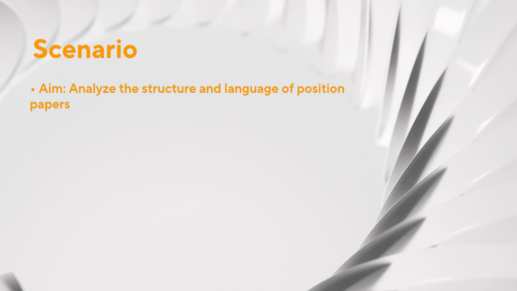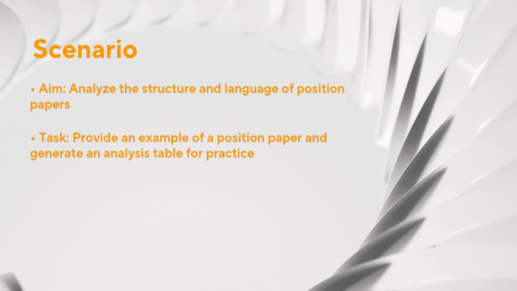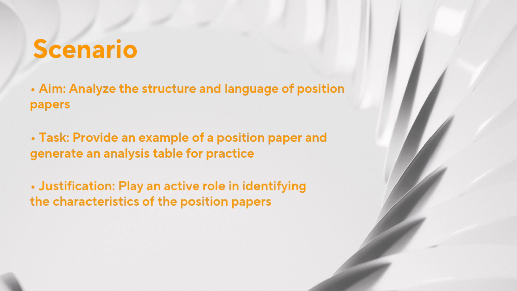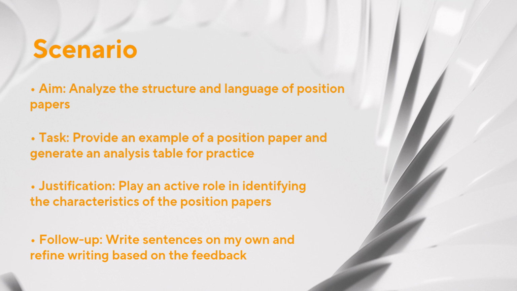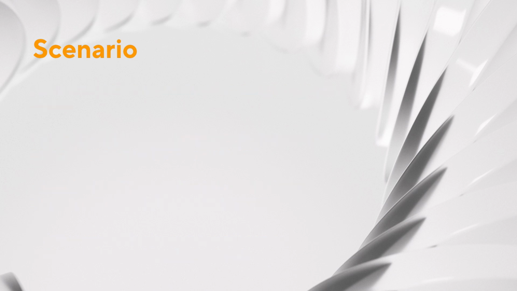Check out this scenario. I want to learn more about position papers, and my task is to analyze their structure and language style. I will instruct AI to create a table for me to analyze a sample paper. This use of AI is acceptable because I will actively identify and summarize the characteristics of these papers without AI telling me directly. I will fill in the table generated and instruct AI to check my understanding. After that, I will write several sentences related to my assignment in the style of a position paper. Finally, I will ask for AI's comments and further refine the sentences on my own.